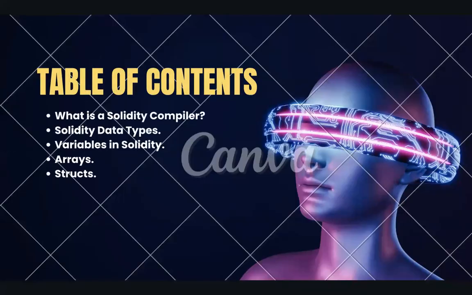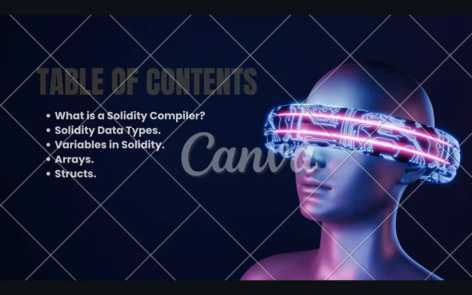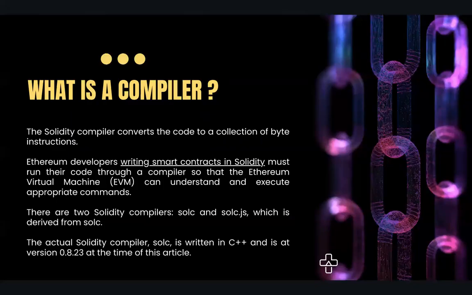So today we'll be looking at the Solidity compiler. What is the Solidity compiler? What is a data type? What are variables? We look at arrays, we look at structs, that is structures, right? Okay, so first off, a Solidity compiler converts code to a collection of bytes and instructions.